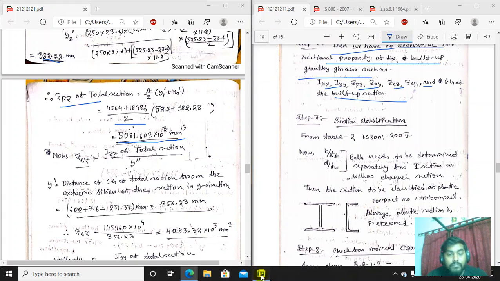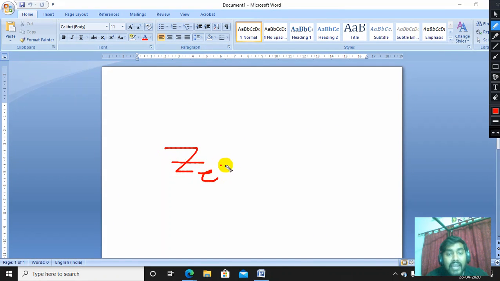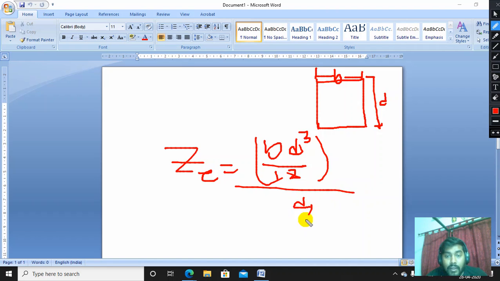Now let us open again. What is the meaning of ZE? ZE means, if it is a rectangular section, consider a rectangle with B and D. So ZEZ means BD cube by 12, this is the moment of inertia of the total section, divided by D by 2. I think this is the formula.